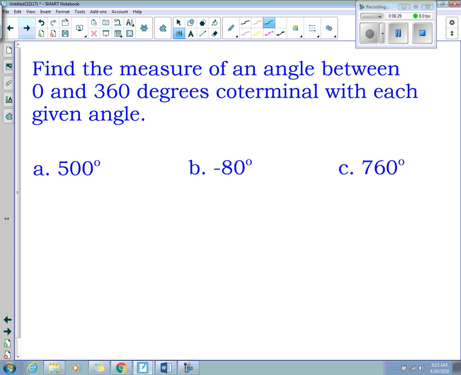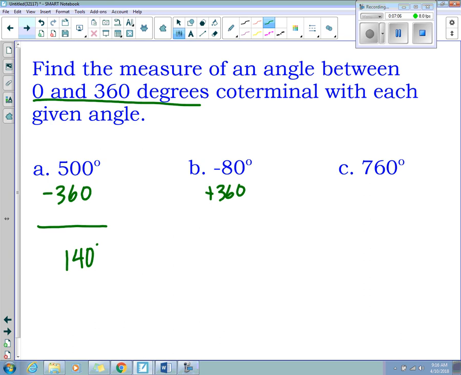For these ones, they did give us a parameter. It says find the measure of an angle between 0 and 360. So we want to make sure that our angle is between 0 and 360. Since 500 is above 360, we will subtract 360. And that gives us 140. So what we're saying is that 140 and 500 both end in the same place. Our next example is negative, and since we want our answer to be between 0 and 360, we're going to add 360. And that gives us 280.